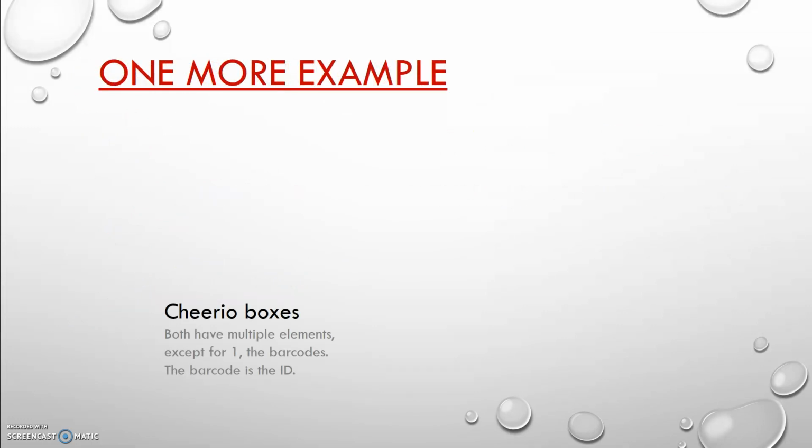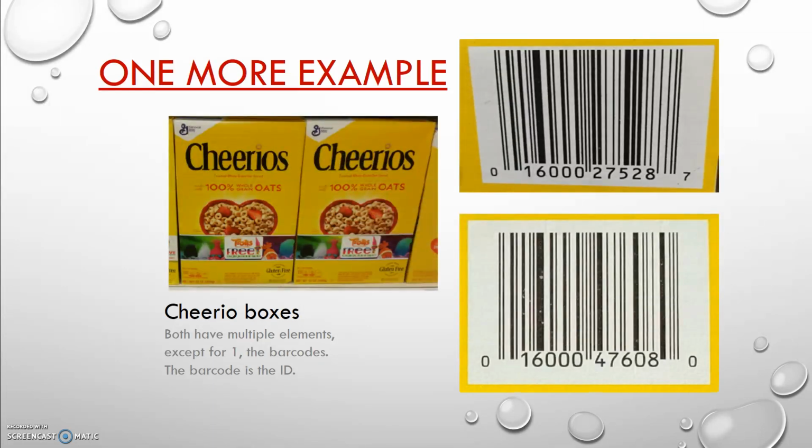One more example. Another good way to show how class and ID selectors work is with this example of two Cheerio boxes from a store. Both are pretty much identical. They both are yellow, they're rectangular, they share the same design, the same size, and the same colors. So using a class selector on these would be very easy to do. But the only thing that's different is the barcodes.